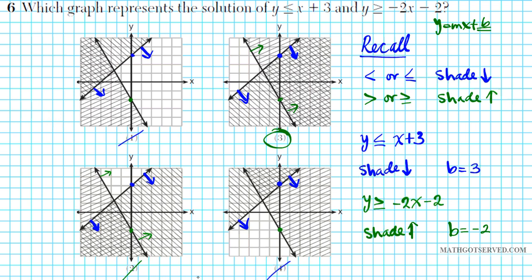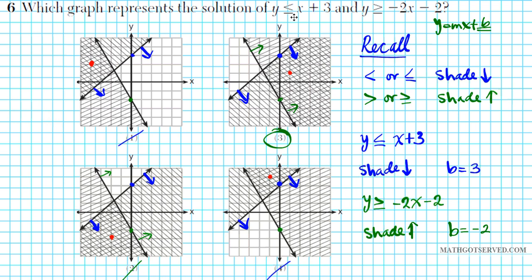Another way to do this problem, if you don't like to shade, is by picking a point that lies clearly in the intersection of the shaded regions and verifying if that point satisfies both linear inequalities. You can pick a point here, determine the coordinates, plug it in, see if it satisfies this. Pick a point here, pick a point here, and pick a point there. If you test them in this system of linear inequalities, the point that works for both will be your answer. So that's another way of doing it.